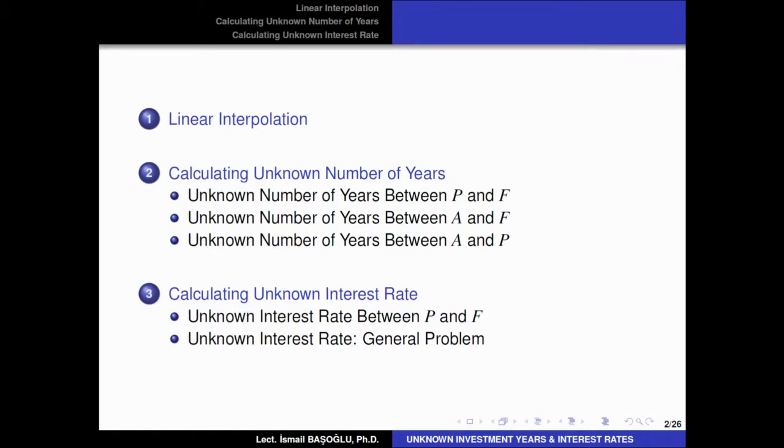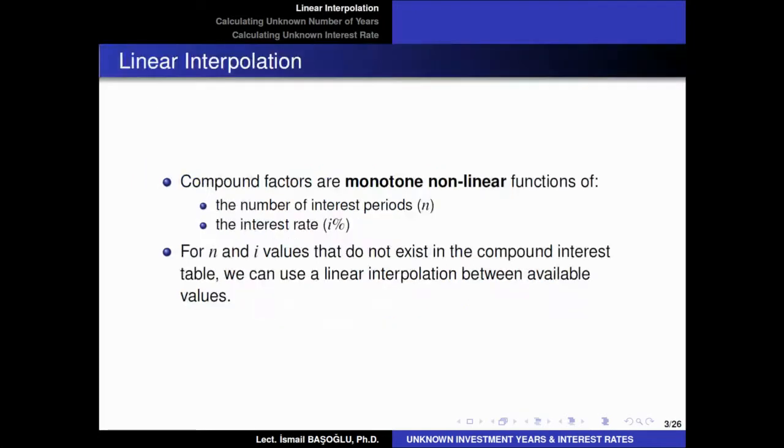And then we are going to focus on the second type of problem, which is the unknown interest rate problem. The unknown interest rate problem is very easy for cash flow structures where we only have principal values and future values, which means a single cash flow structure. However, for general problems, it is just going to be a little hard, and we are going to study the cases where we have uniform series and other types of series to determine the unknown interest rate to create an equivalence. So first focus on the linear interpolation.